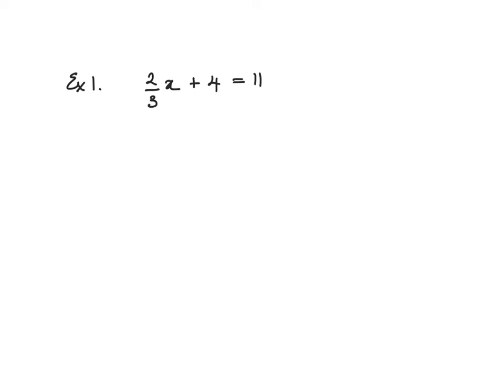First example involving equations with fractions: 2 over 3 x plus 4 equals 11. What we want to do is to get rid of this dividing 3, and the best way that we can do that is to multiply by 3. Now I'm not going to multiply everything by 3, I'm going to multiply this 2 by 3, this 4 by 3, and the 11 by 3.